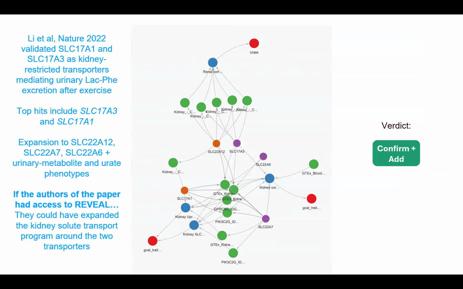The second part that I love is that it reveals the top genes, but it also includes other hits, which they may have already known, or this would actually give them more information. So it expanded to 3 other genes, plus urinary metabolite and urate phenotypes that weren't implicated in the paper. So additional phenotypes were exposed. What this showed us with this early review is that had the authors had Reveal at the time of the paper, they could have expanded their solute transport program around 2 other transporters, or at least substantiated their current hypothesis and used CFD data to support this. So we were encouraged by this.